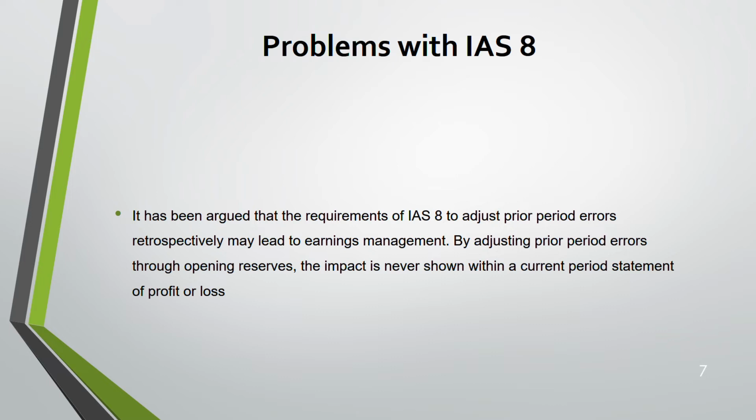And another reason is because, remember, prior period errors are adjusted through reserves, opening reserves. Because of that, the impact is never shown in the current period statement of profit or loss. So your profit or loss will always be higher, because you are not showing the impact of the error in the current statement of profit or loss. It is always through reserves. So that's a problem with IAS 8.